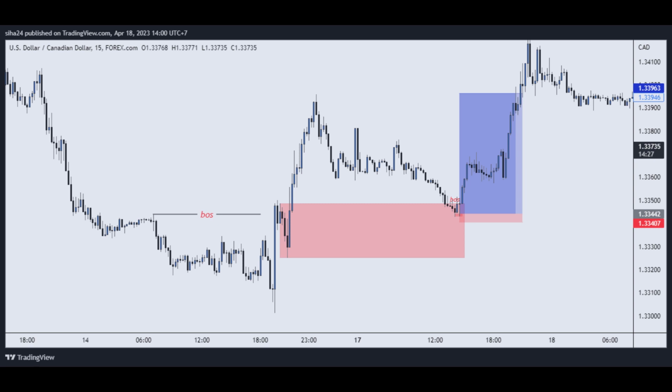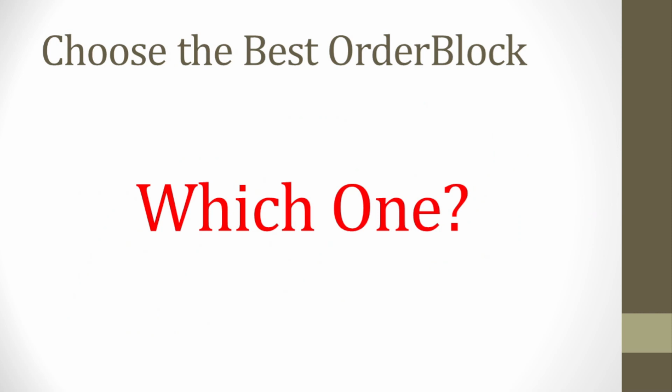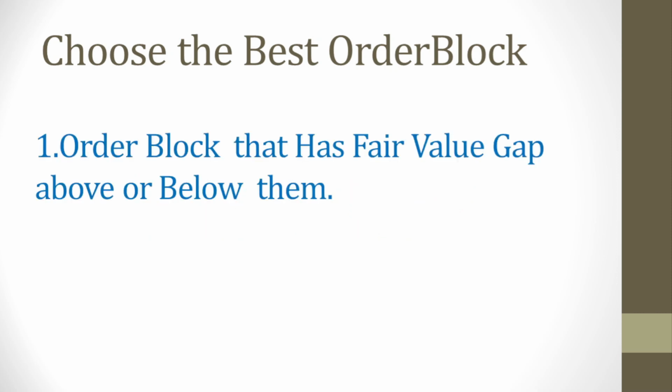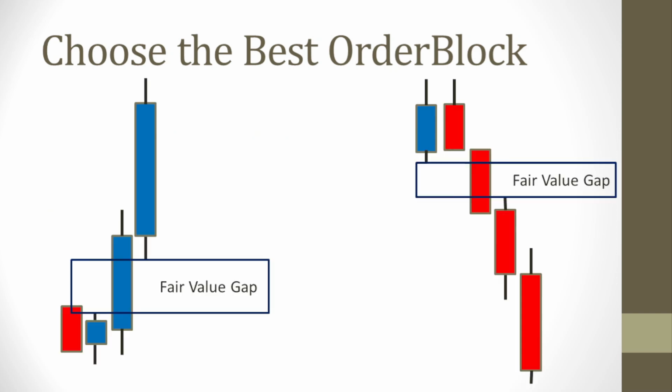Now that you understand how to use order blocks, you may think that there are so many order blocks out there. Which one are we going to use? I have the answer for that. Here's how to pick the best order block to use for your entry. First, an order block that has fair value gaps above or below it. This depends on which order block you use. If you use a bullish order block, you want to see fair value gaps above that order block. And if you are using a bearish order block, you want to see fair value gaps below it.